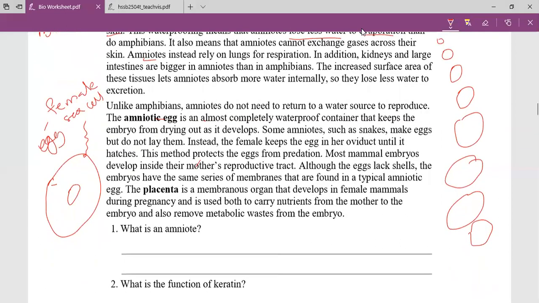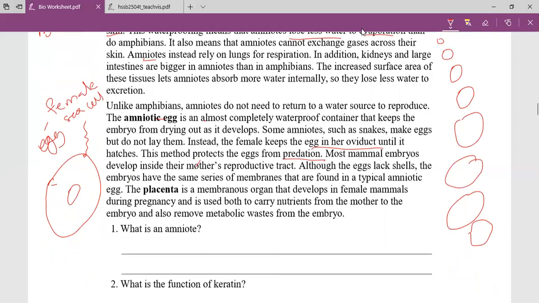So the amniotic egg is almost completely waterproof. So it keeps the embryo from drying out as it develops. Some amniotes, such as snakes, make the eggs but do not lay them. Some amniotes have the eggs in them, but they will not lay them, like humans. Instead, the female keeps the egg in an oviduct until it hatches. This means it protects the egg from predation.